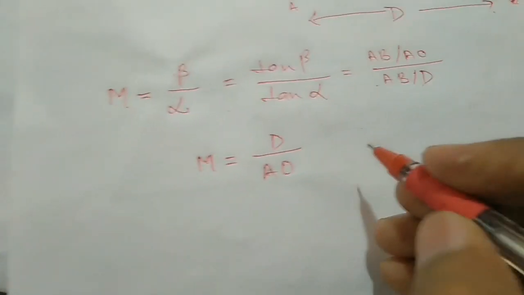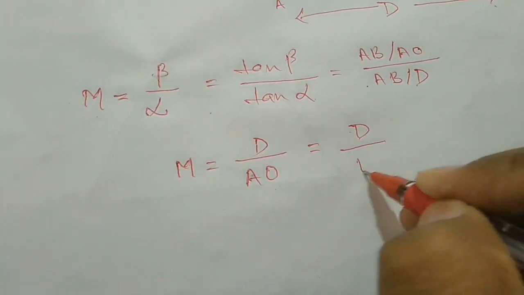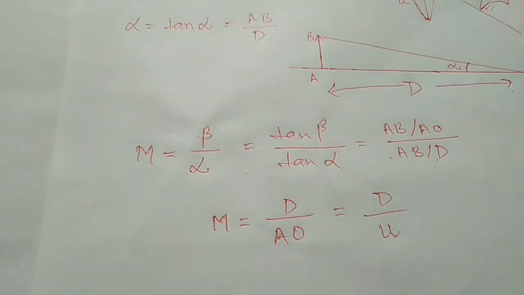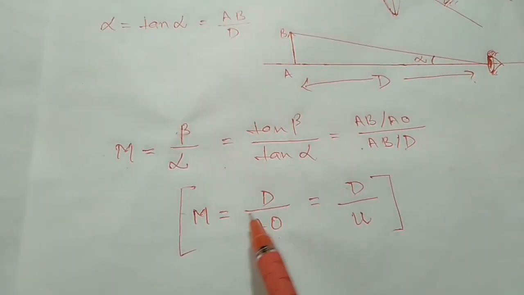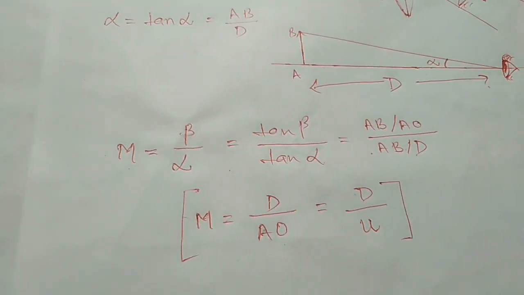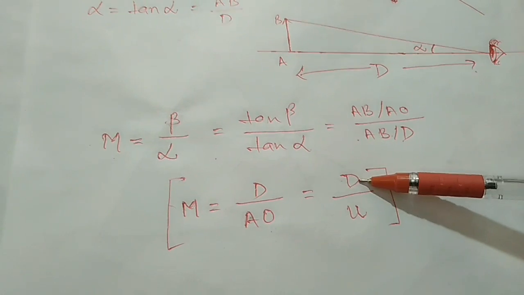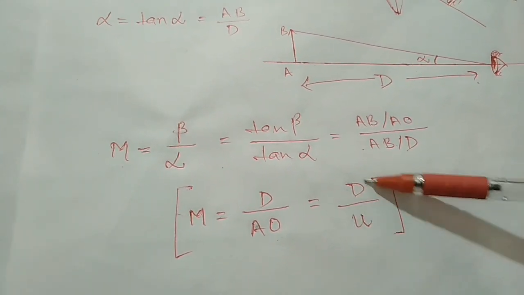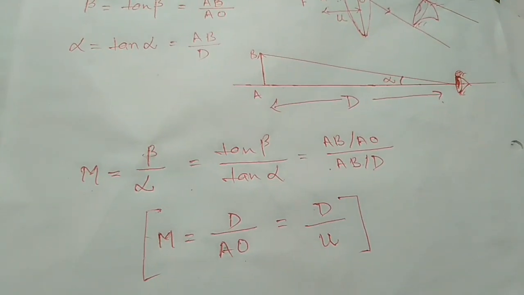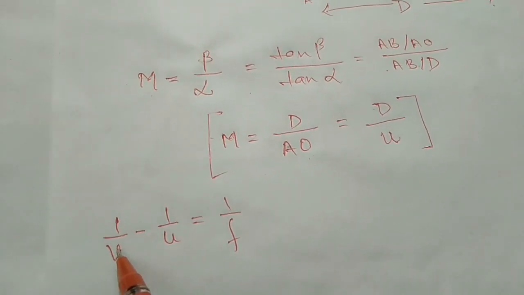So we can write here that M is equal to D upon U. This is the expression for the magnifying power of a simple microscope, in terms of the least distance of distinct vision and the object distance. If we have to write this in terms of the focal length of the lens also, let's see what to do. For that I am using this equation.